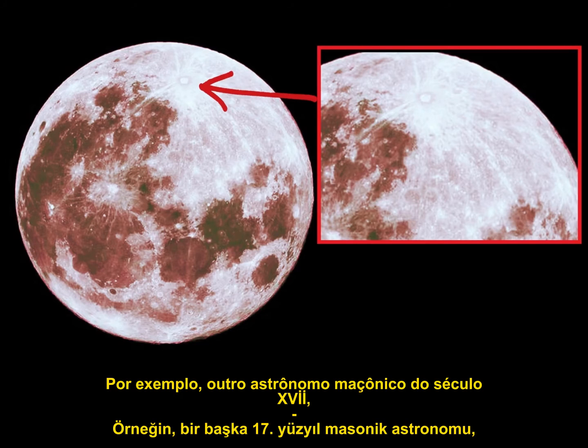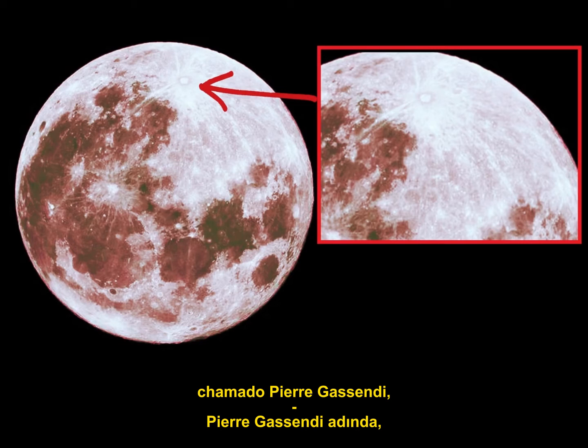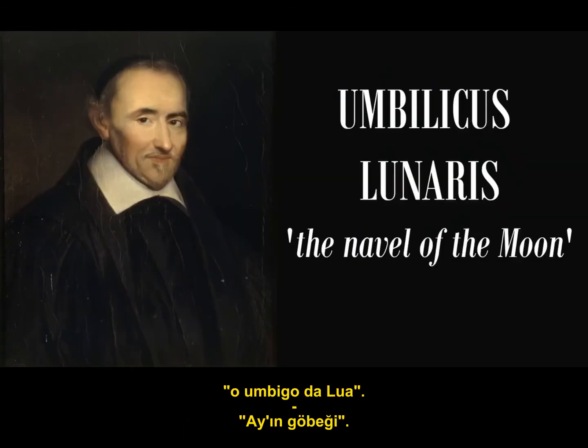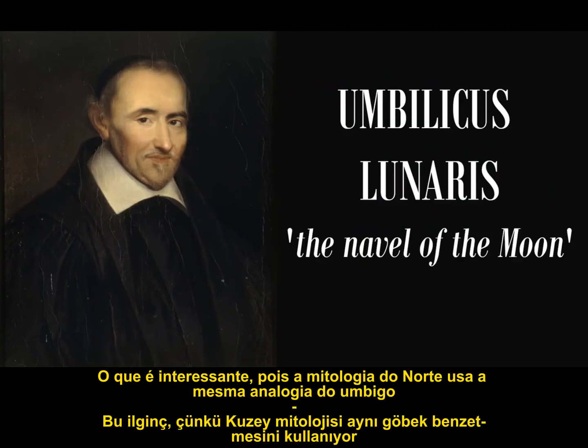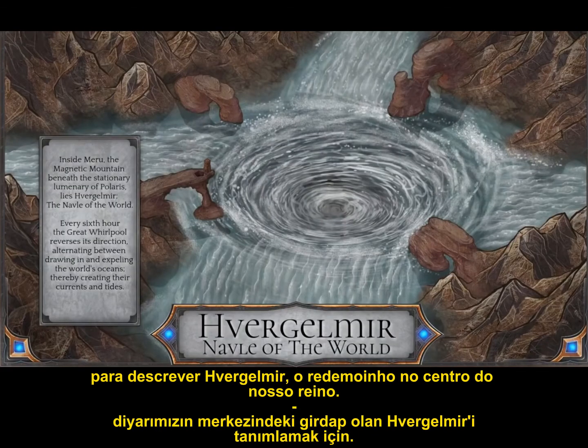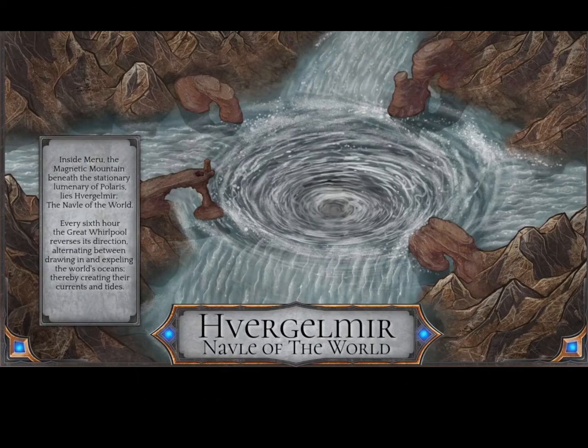For instance, another 17th century Masonic astronomer named Pierre Gassendi called it Umbilicus Lunaris, the navel of the moon, which is interesting as Norse mythology uses the same simile of the navel to describe Vergelmir, the whirlpool in the center of our realm.